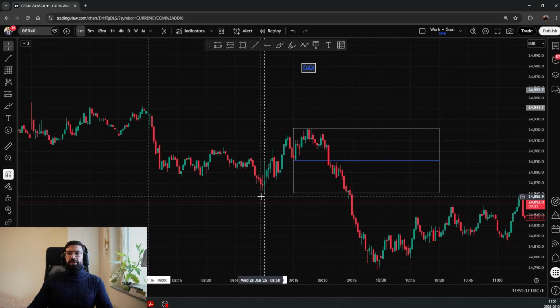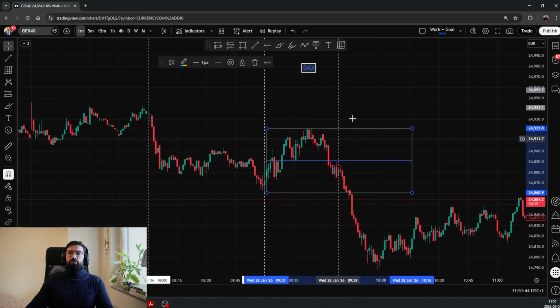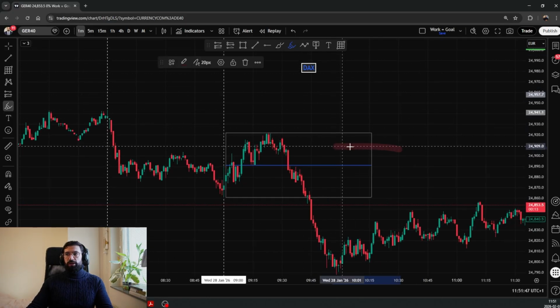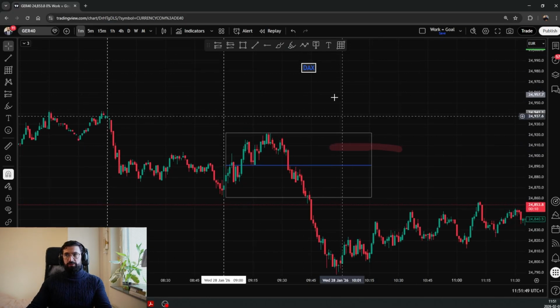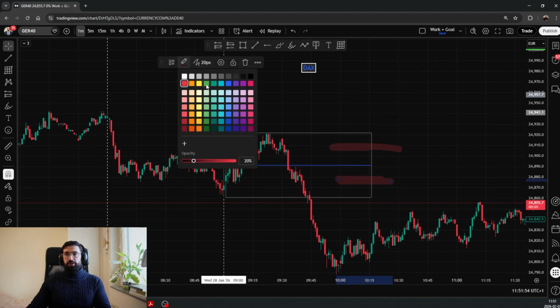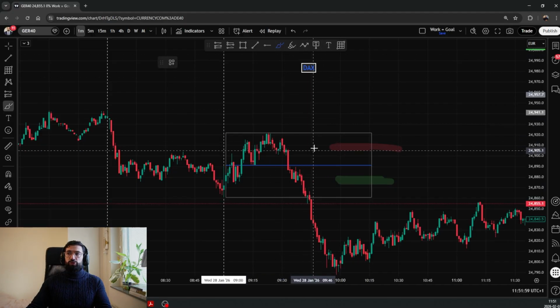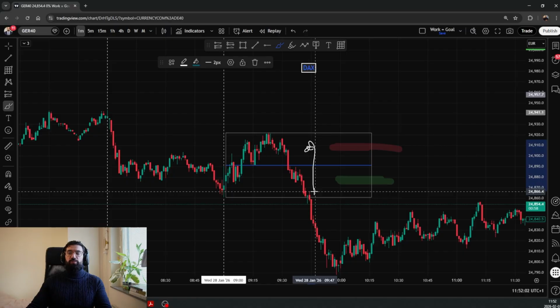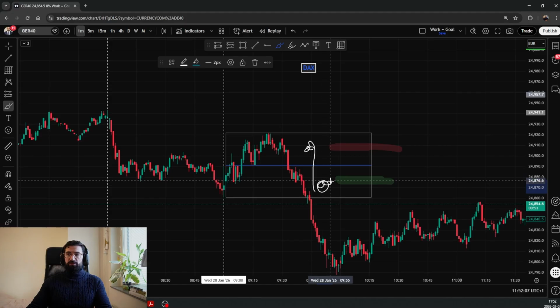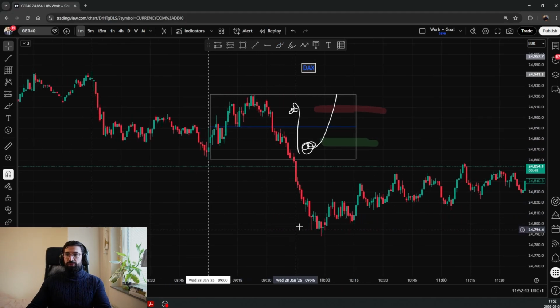So I marked out the low and the high of the 50-minute candle. So what does the market want to do? There's a premium right here, and there's a discount right here. So the market wants to take shorts from this area going down to the discount. And the market wants to take longs from this area going up to the premium. This wasn't a good example, but you know what I mean.